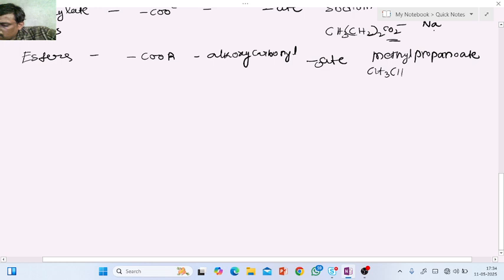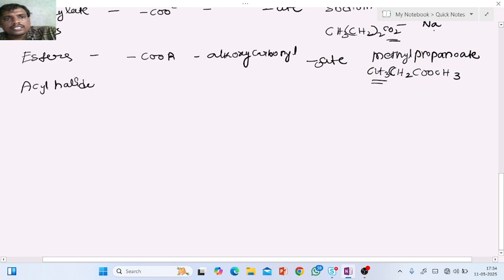So here CH3, CH2, methyl propanoate, sorry for that, CH3 CH2 is not twice, CH3 CH2 and COOCH3. So the methyl group is there and propanoate, with the prefix prop. Okay, three carbons, ester, methyl propanoate. After that, acyl halides are there.